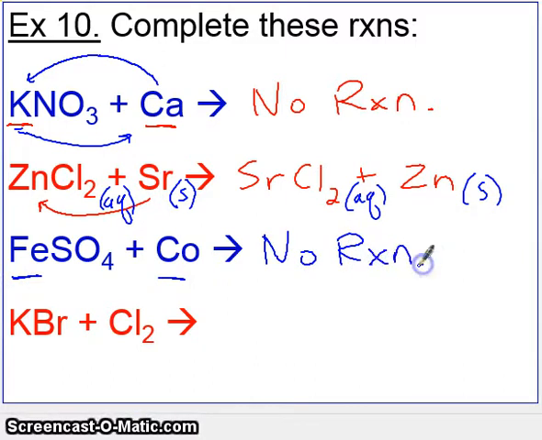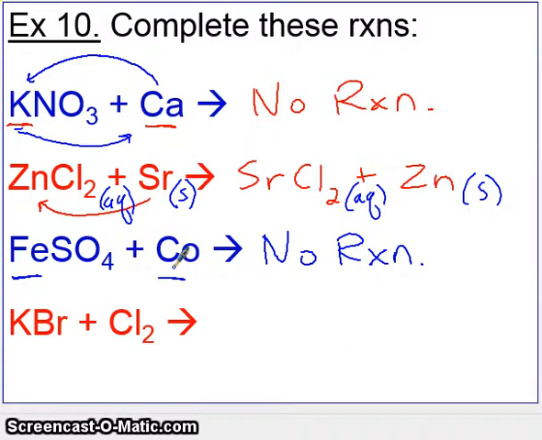No reaction. So what we're introducing to you here is the concept that not every 2 chemicals that you put together will react. And this is logical. Not everything reacts. And this allows us to predict a little bit of which react, which don't react. So no reaction because cobalt is less active than iron. So cobalt will want to be by itself, is the idea.